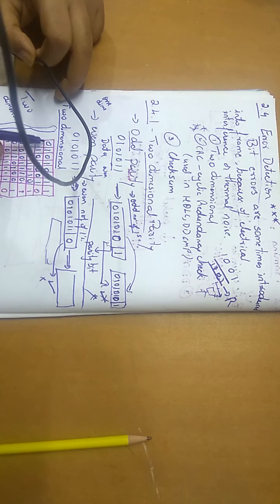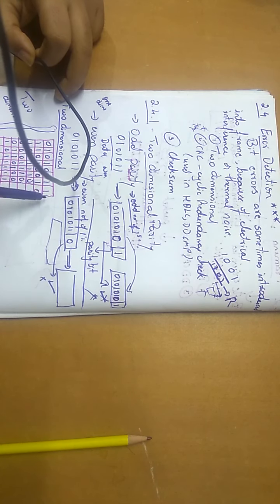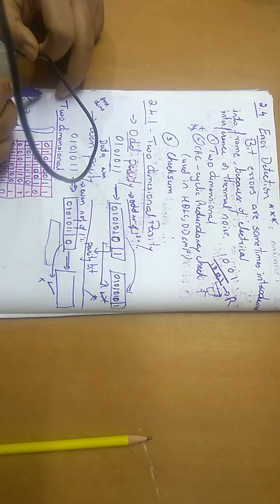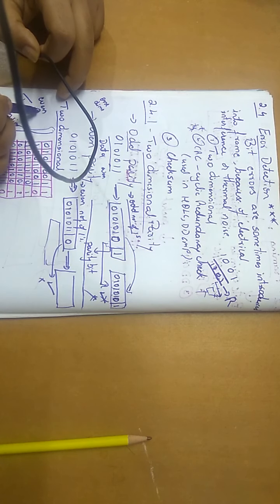So here let's see row-wise how many ones are there. 1, 2, 3. Three ones are there. To make it even, I will add a 1. So we are doing even parity.